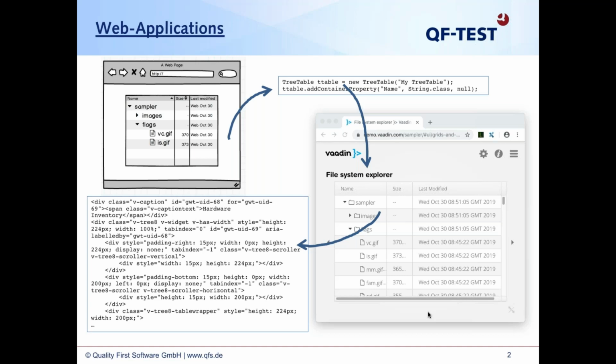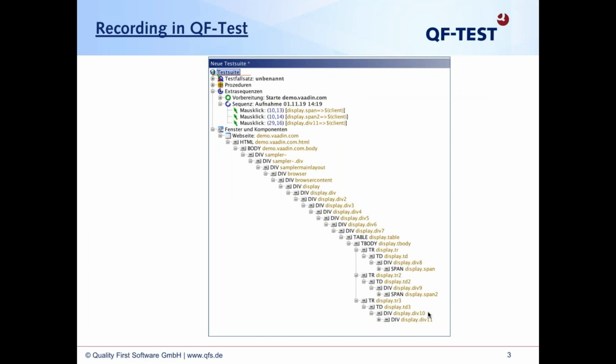So if you're going to record some clicks on this TreeTable component, you get a recording which is like that. I've done the recording on my system, so please excuse if some labels are in German here, but the idea is the same. So in the component tree, you see that a lot of divs have been recorded here, and there's some table and some TRs and some TDs and some divs again and some spans, but there is no tree anywhere there.